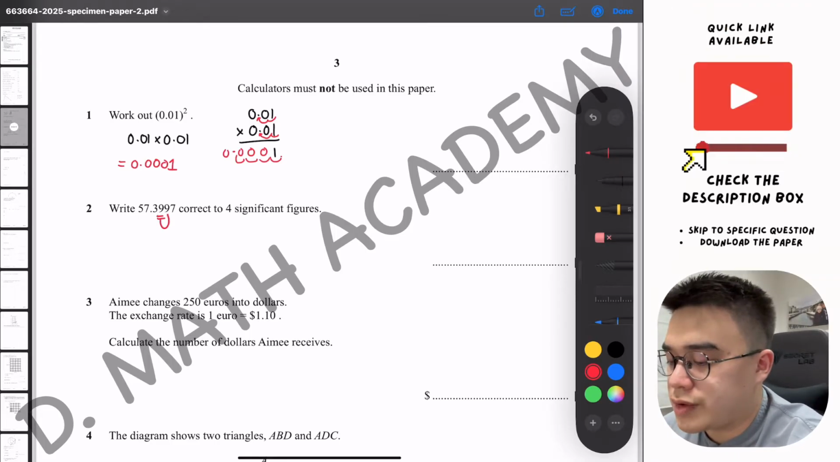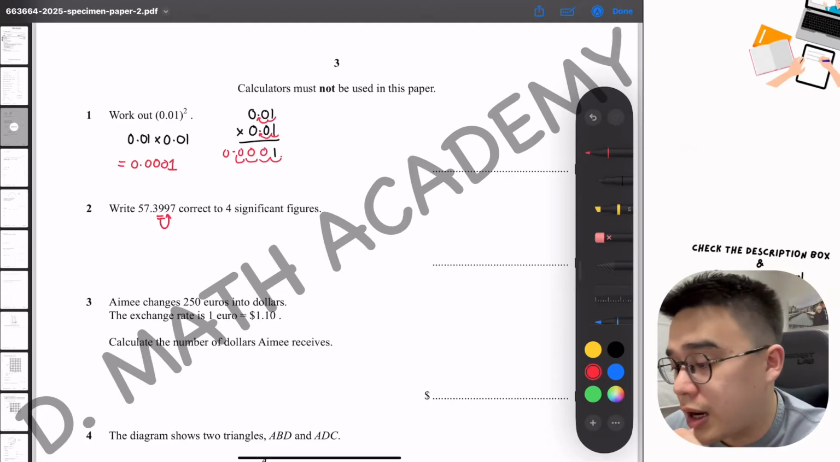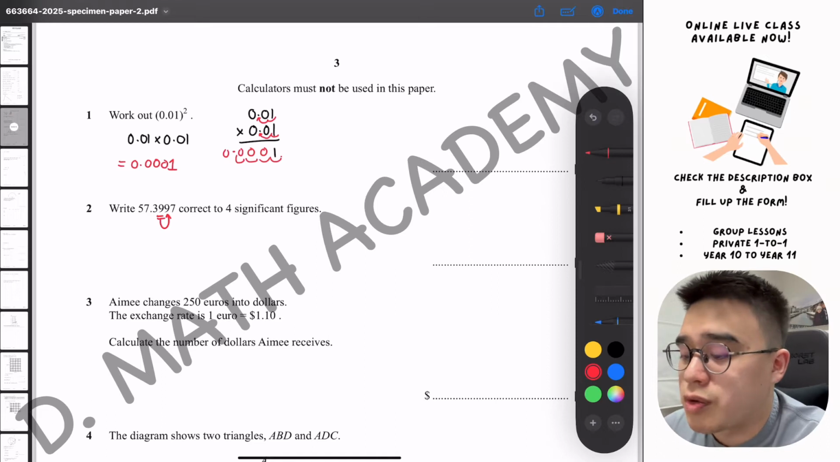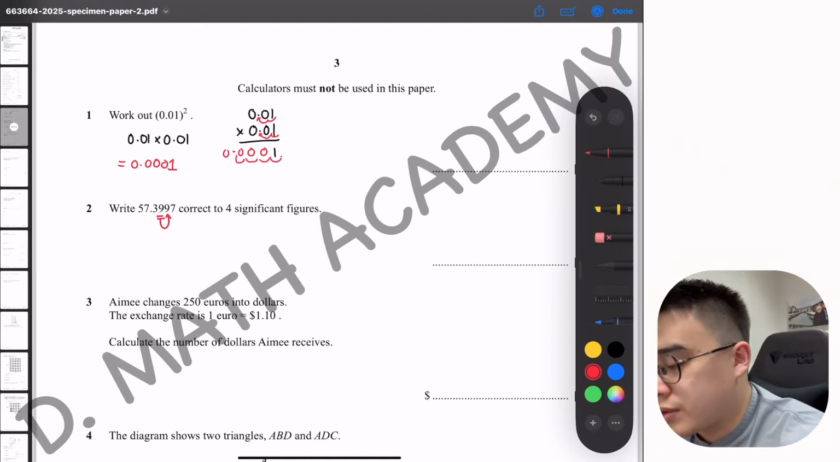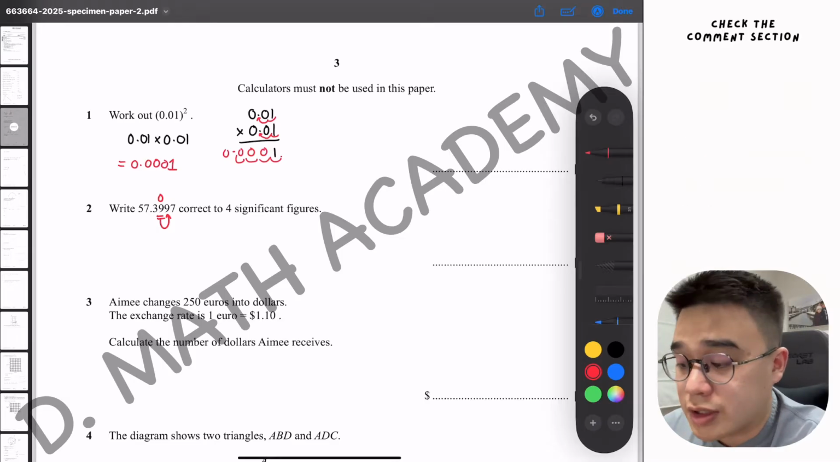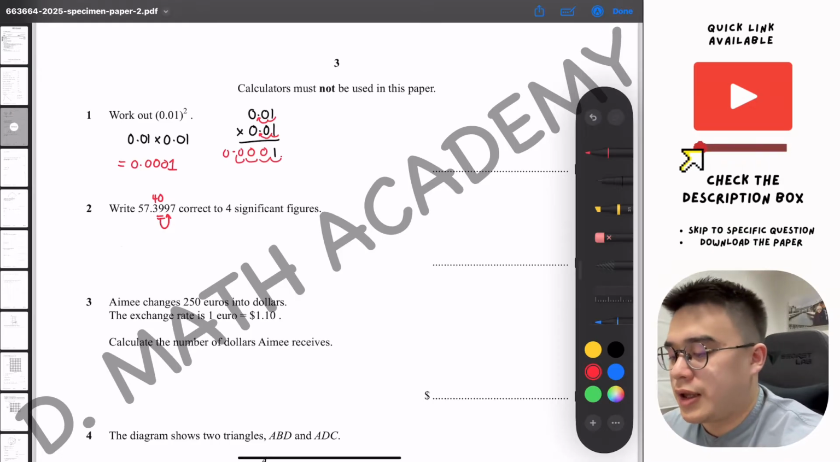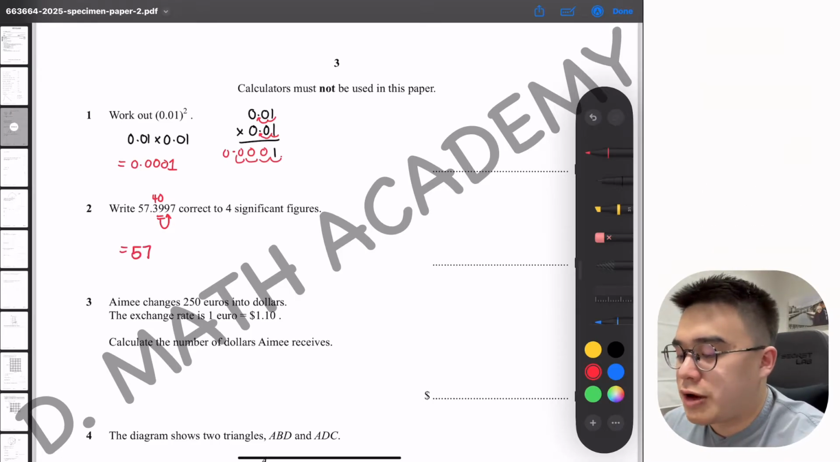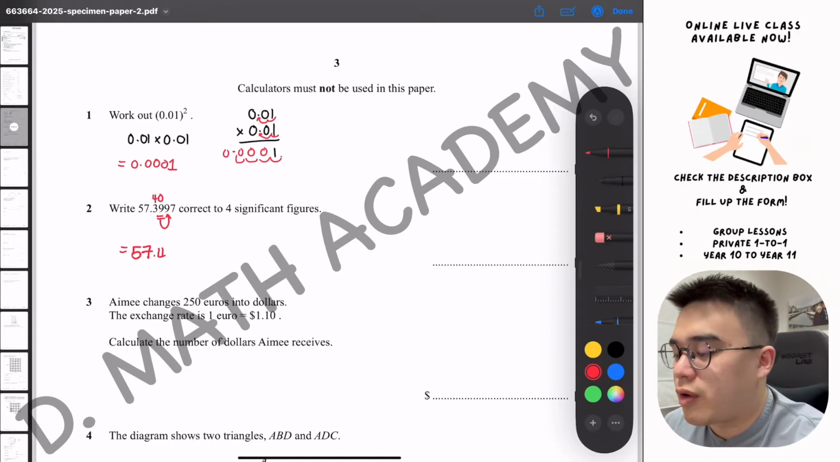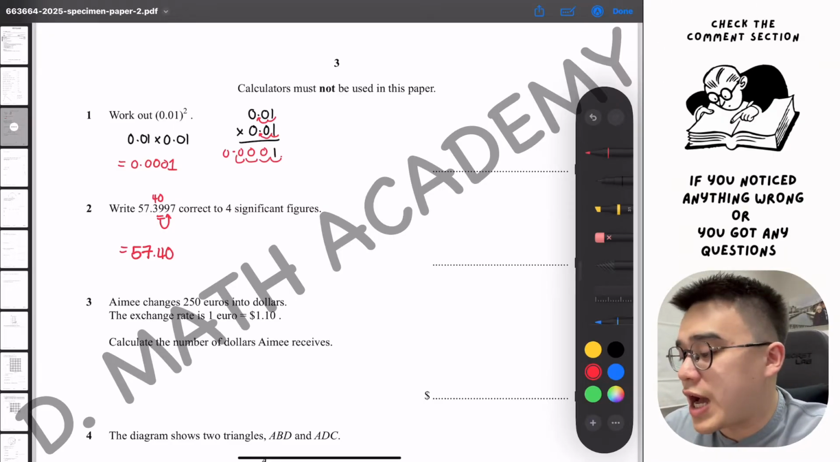When I look at the digit after it, it was more than 5, so I'm supposed to round it up. When I round it up, the 9 becomes 10 and indirectly affects the 3 in front of it. So the 3 will be updated and my final answer will now be 57.40.